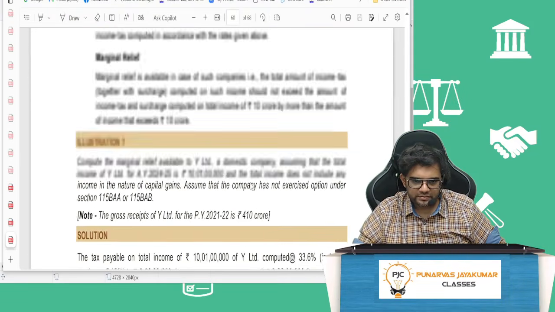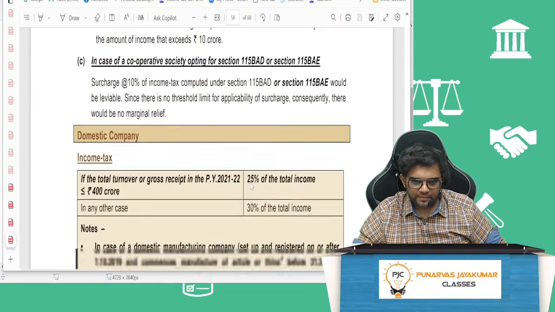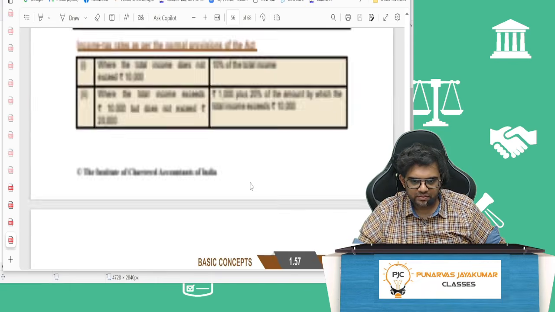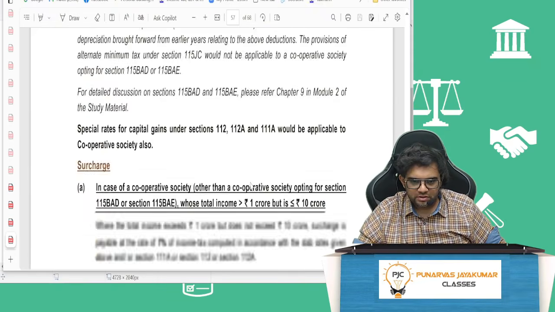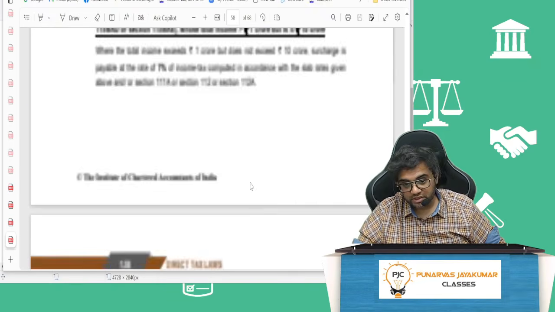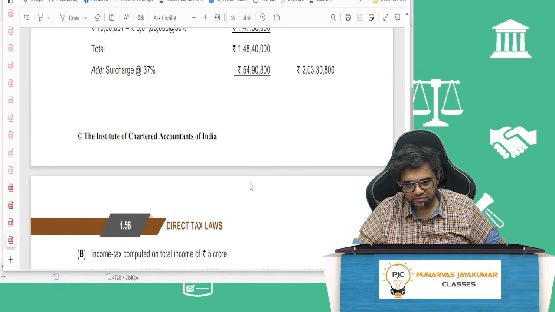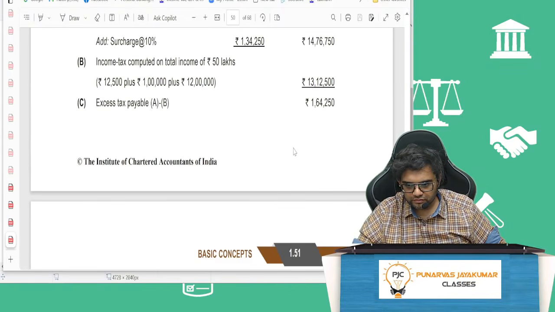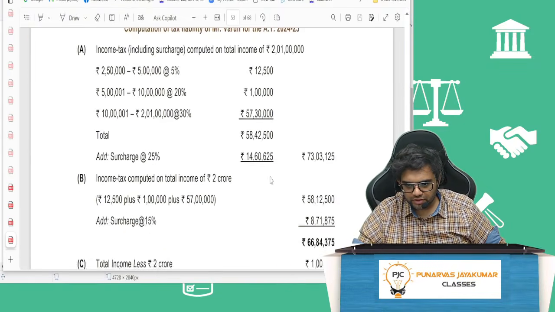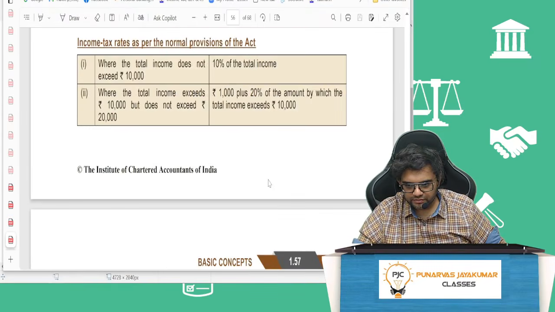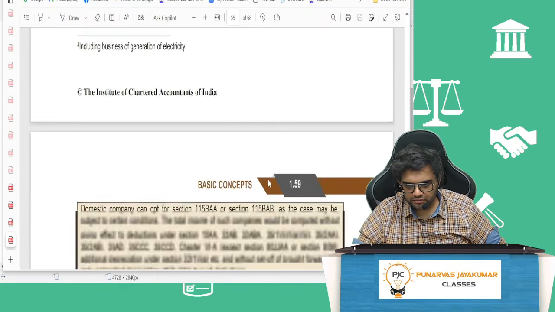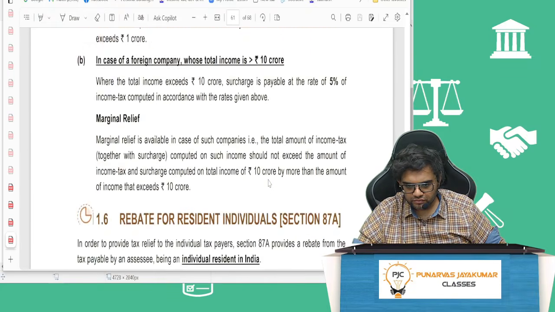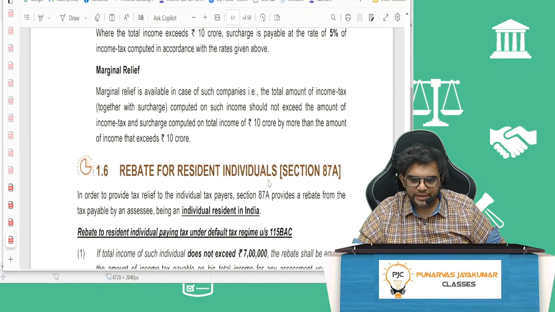ICAI material. We'll only solve, first we'll solve marginal relief actually, and then we'll come to the other thing. Not marginal relief, sorry, this rebate only will solve. 62, I overshot it. Rebate.